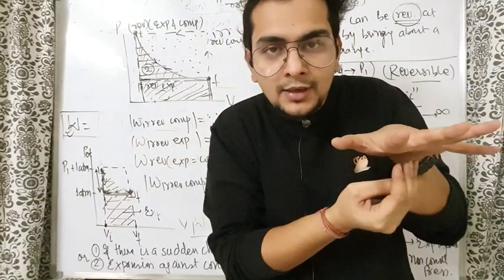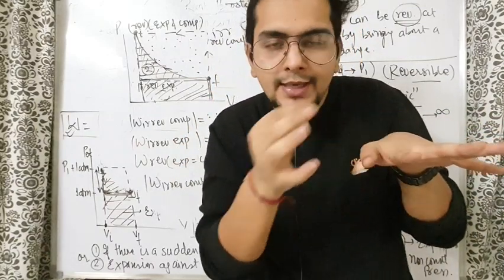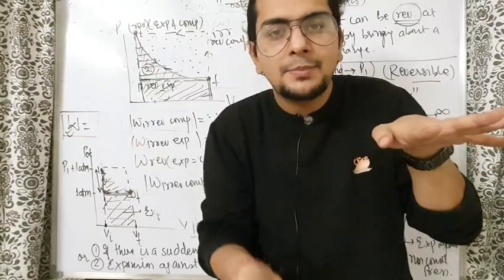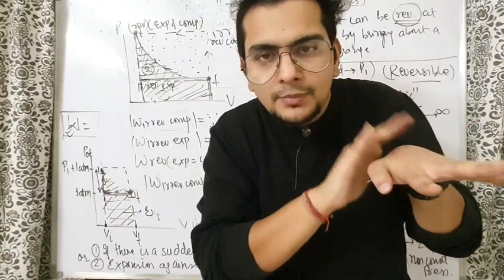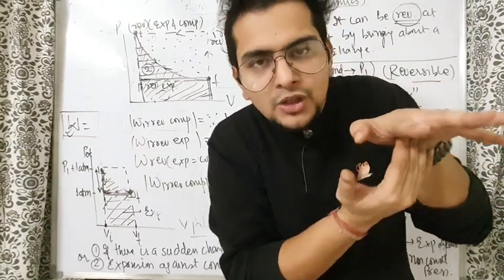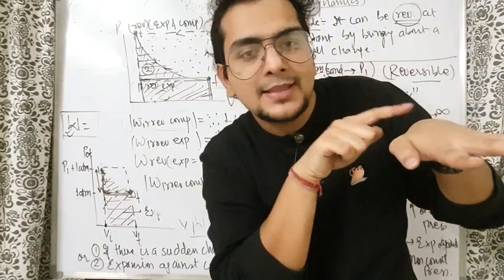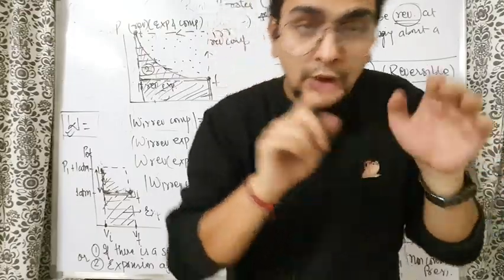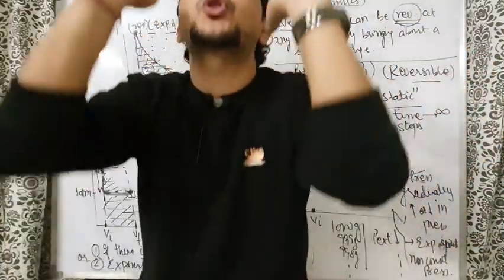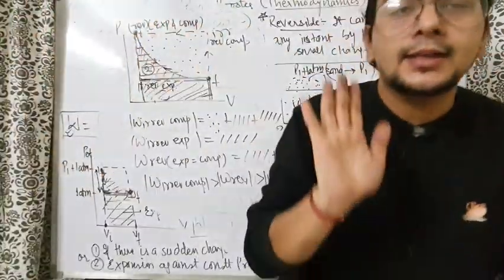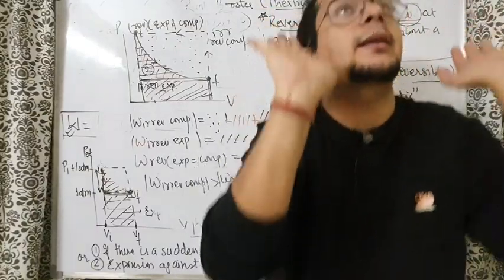In the case of reversible expansion, one sand particle is removed, then a second sand particle is removed. So some sand particles will be left also, right? So the gas has to push atm plus some sand particles. In one case, the gas has to push only 1 atm. In the other case, the gas has to push atm plus sand.